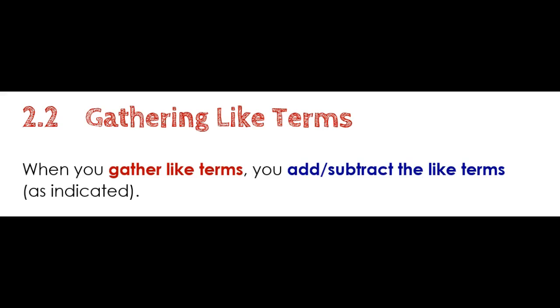Here's a recap of our lesson on gathering like terms. When you gather like terms, or collect like terms, what you're really doing is adding or subtracting all of the like terms together and simplifying the expression. I think you'll find that fairly straightforward, but let's go through it just to give you a little bit of experience in knowing how to work through these problems.